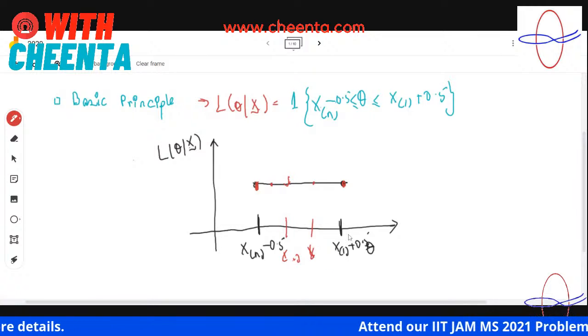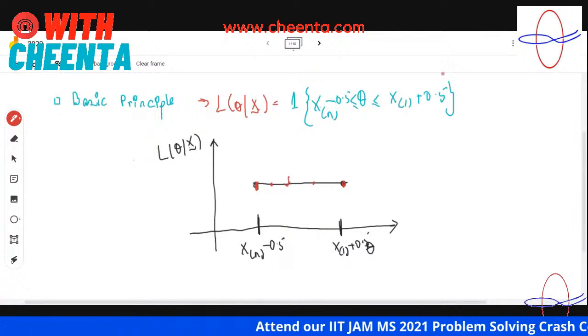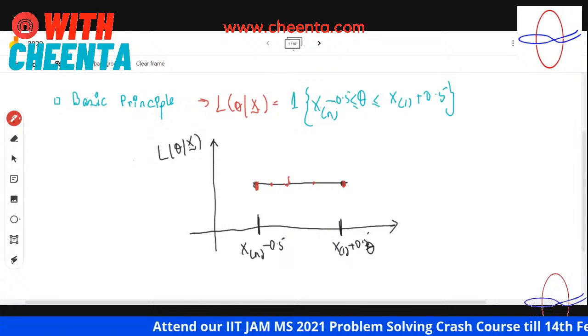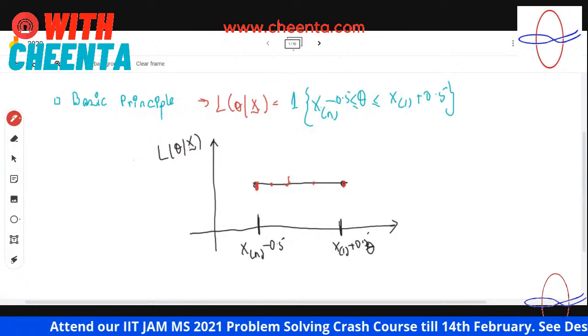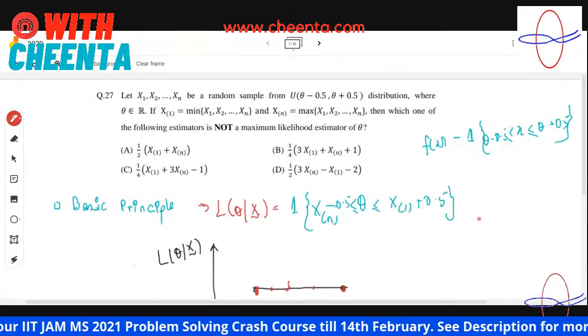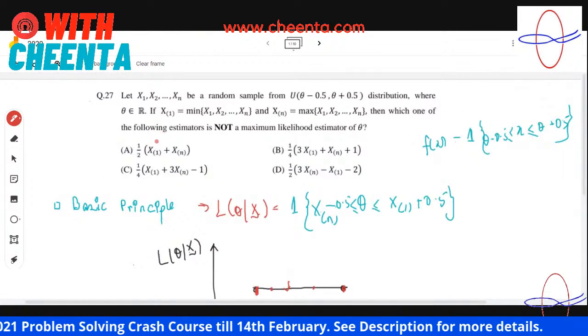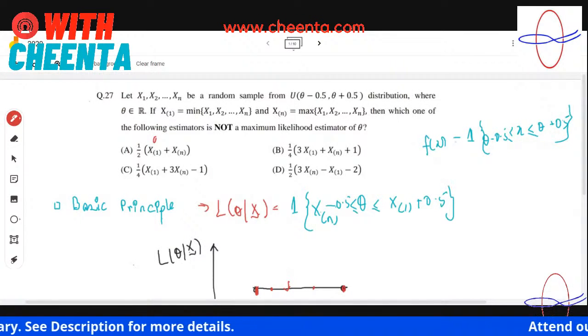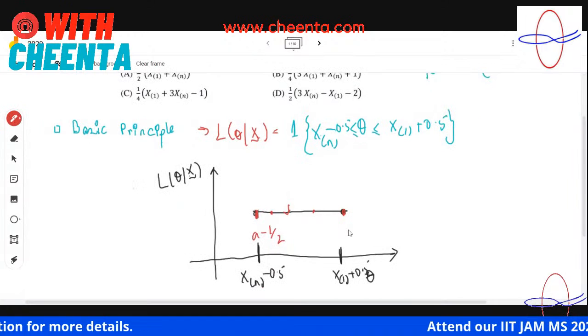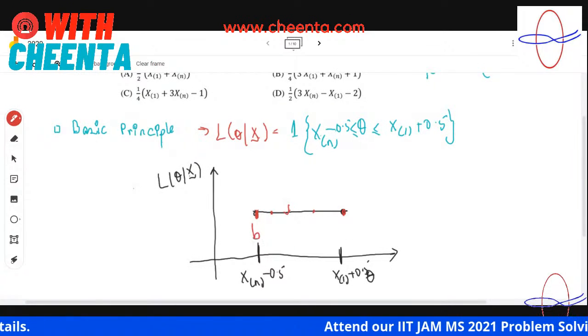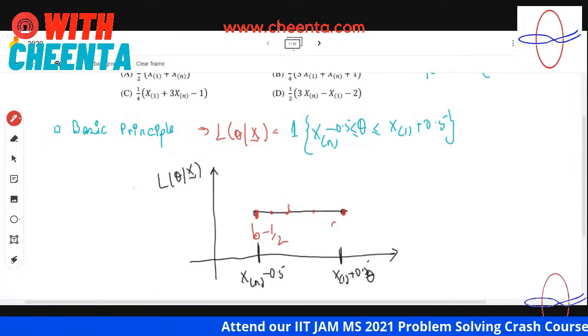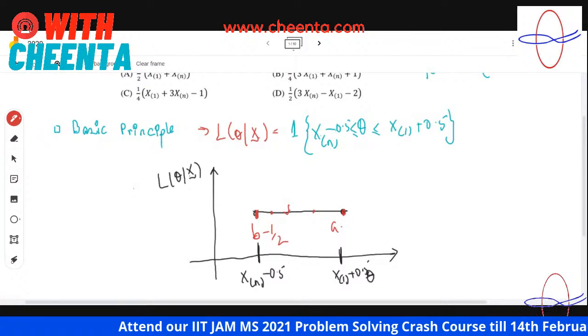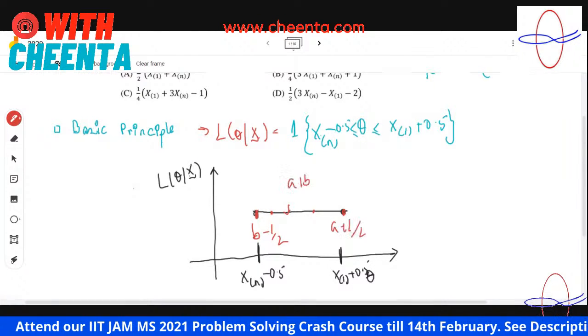So you have to just check. How, right? It's just mathematics. Suppose it's a plus, you have to check whether it's a minus 0.5 and b, sorry, b minus half and a plus half, whether a plus b by 2 is inside or not.